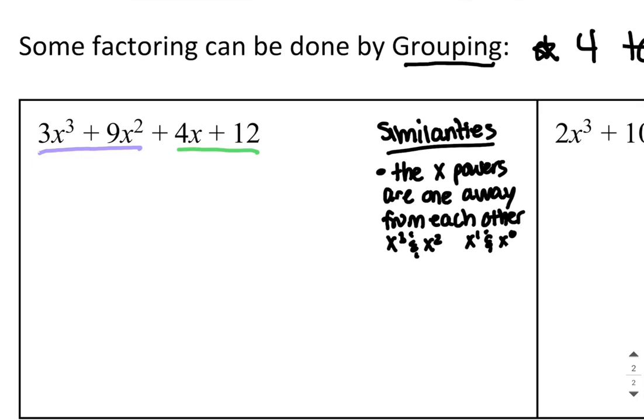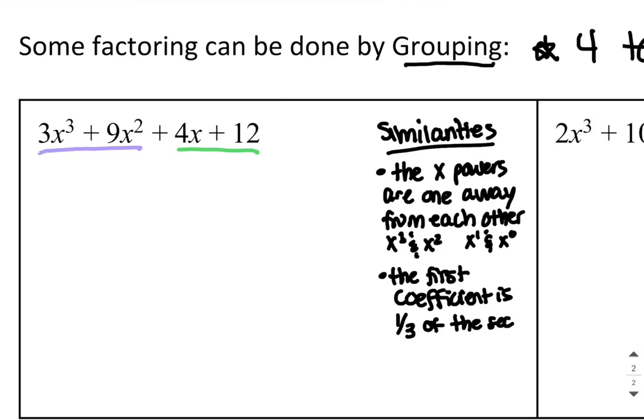Another thing that I notice is looking at the coefficients, so 3 compares to 9, as 4 compares to 12. Looking at the numbers, because 12 is constant, the first number is 1/3 of the second number. So the first coefficient is 1/3 of the second coefficient. So that's another similarity that I see. This is technically a coefficient because it's for x to the 0th power. All right.